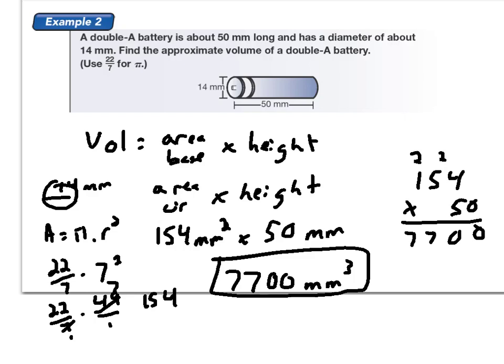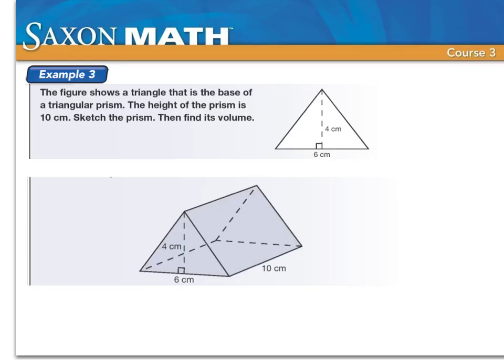Alright, now let's go ahead and move on to our next example. Example 3 says the figure shows a triangle that is the base of a triangular prism. The height of the prism is 10 centimeters, and we want to sketch the prism and then find its volume. Well, here is the original problem.